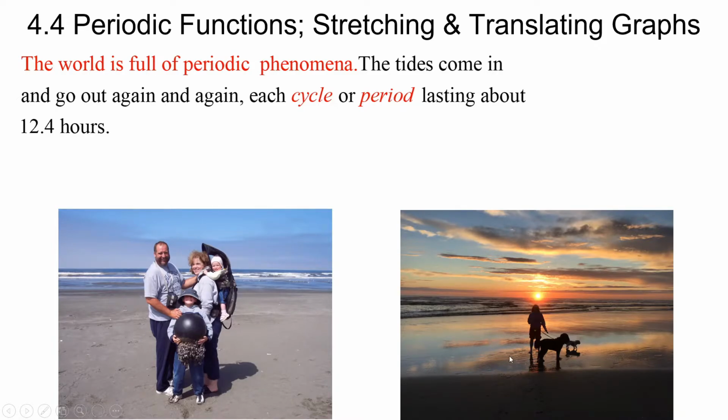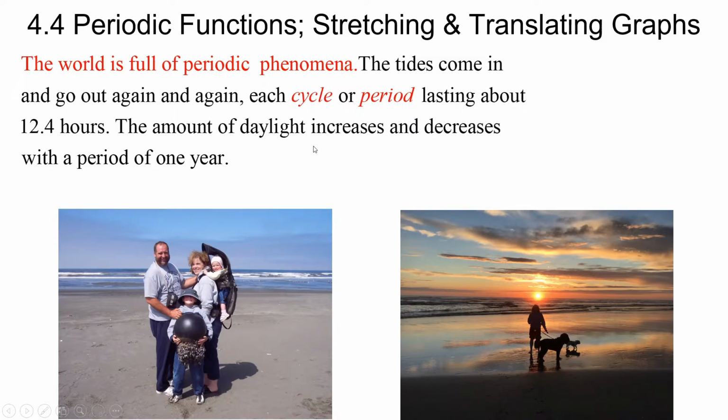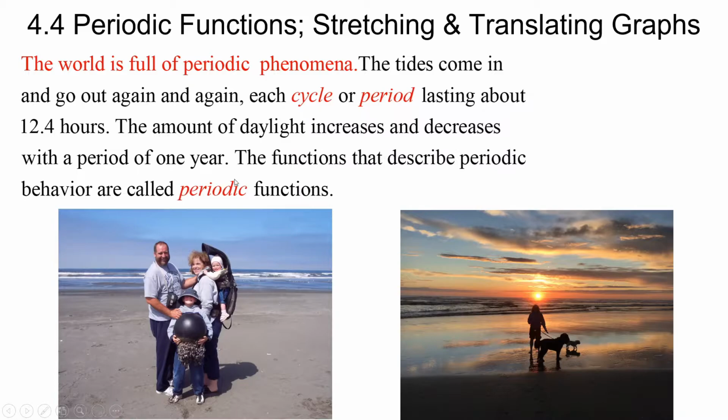Anyway, the amount of daylight. You know, we're getting into the dead of winter right now. The days are getting shorter. And then as we go on towards the spring, the days will continually get longer and longer and longer. That's because the function that would represent the amount of daylight on any given day is periodic. The amount of daylight increases and decreases with a period of 1 year. The functions that describe periodic behavior are called periodic functions.